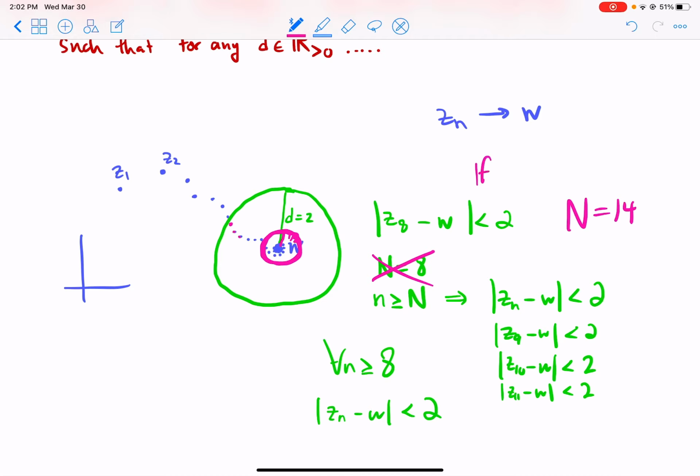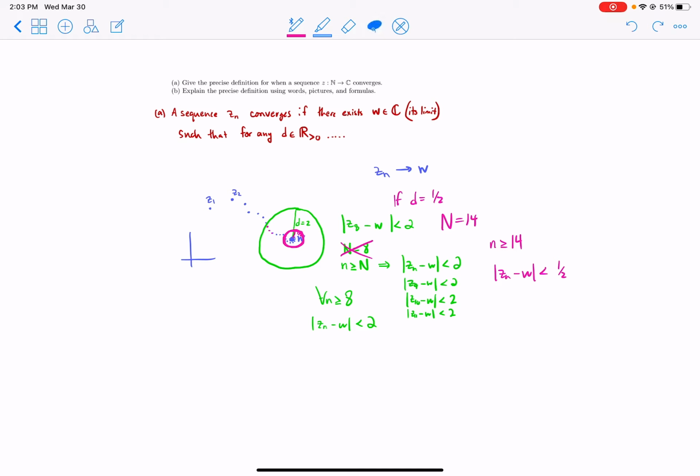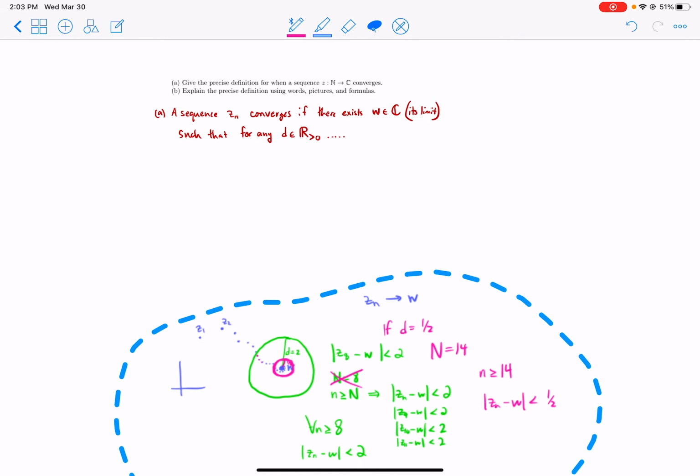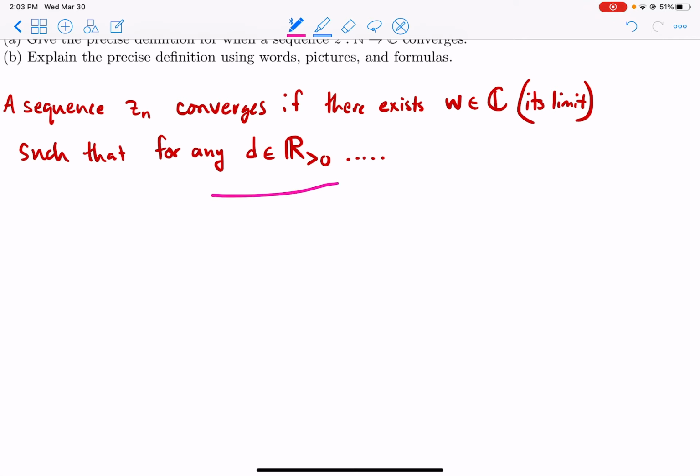If d equals 1/2, then I get the smaller ball, and then I need the cutoff n equals 14. Anything past that, if little n is greater than or equal to 14, then we have that zn minus w is less than d. Okay, and so that's my picture. And I had to draw that picture to now remember the precise definition. For any desired closeness, there exists a cutoff value.